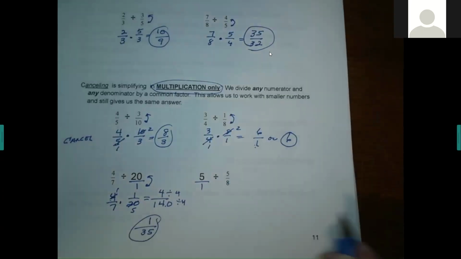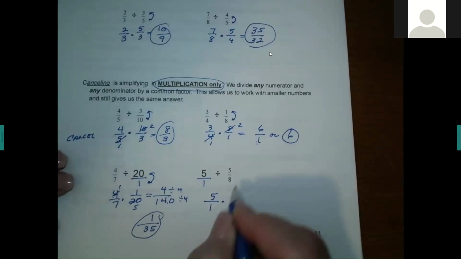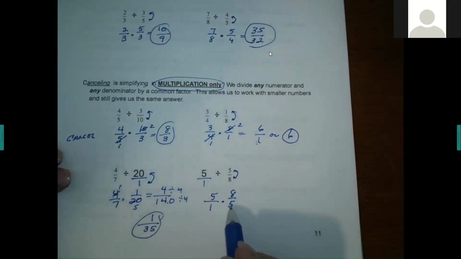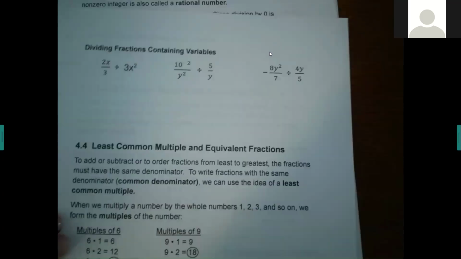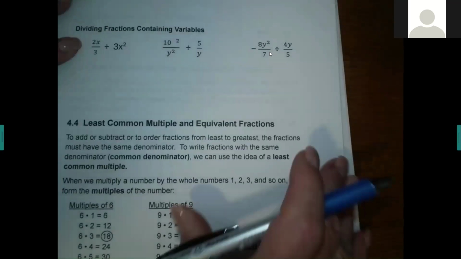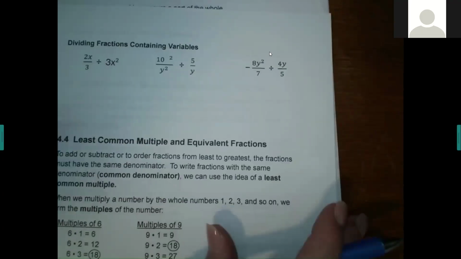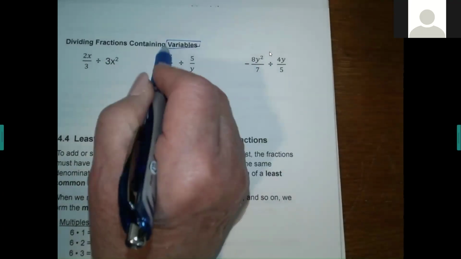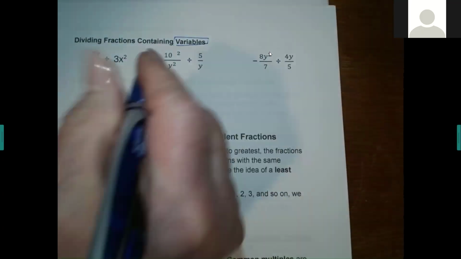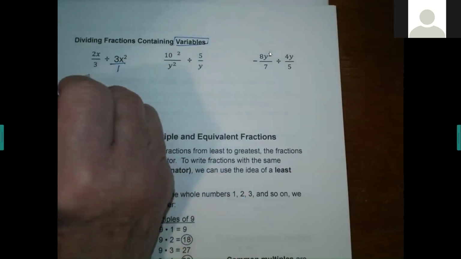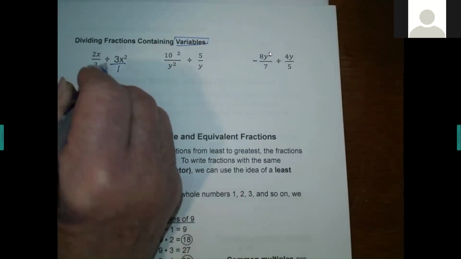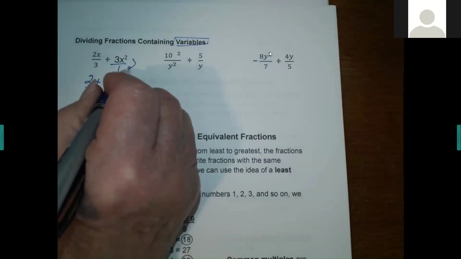Okay, we'll make this whole number a fraction, and we'll multiply by the reciprocal. And I'm going to cancel. I'm going to divide this numerator and denominator by 5, and I have 8/1, or the whole number 8. Okay. Same thing is true when there are variables involved. We're still going to make this whole number, so to speak, a fraction by placing it over 1. And instead of dividing by it, we're going to multiply by the reciprocal.